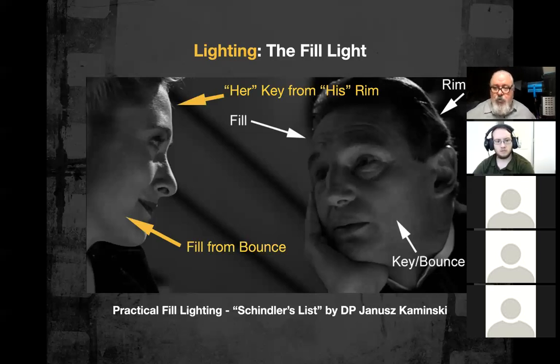There's the extra graphic. So her key light is his rim light. His fill light is coming from the wall. Her fill light is bouncing off the tablecloth, and the same light bouncing off the tablecloth is shaping Liam Neeson's face and creating his key light.